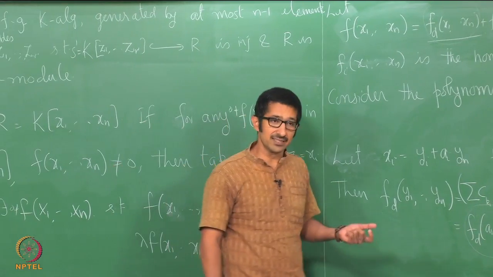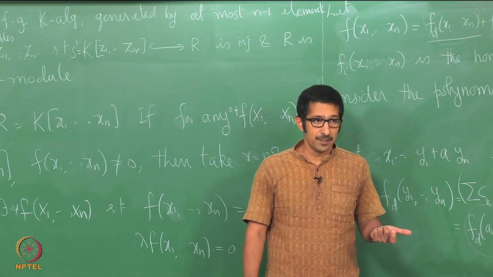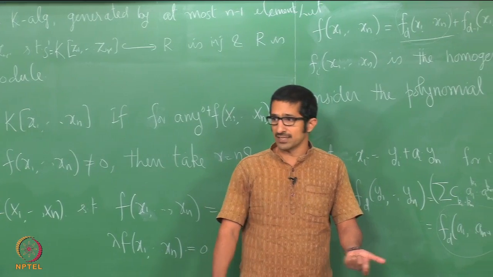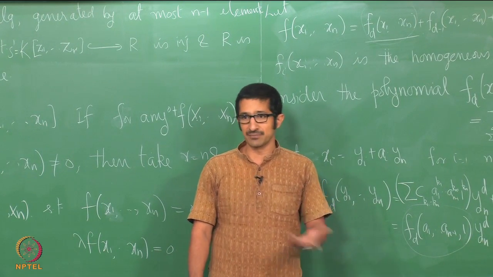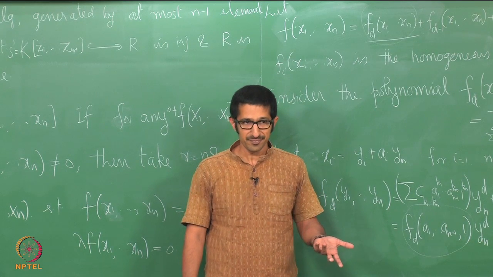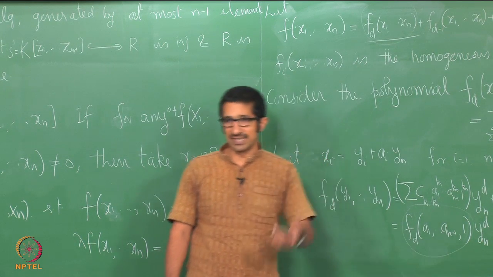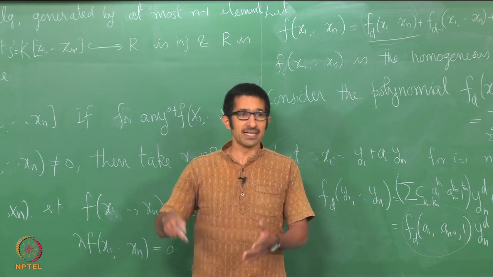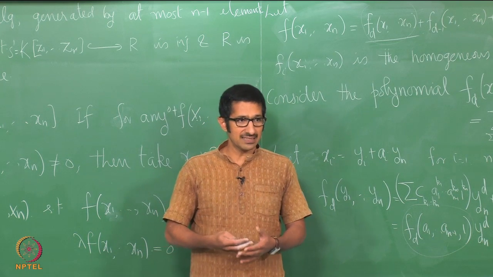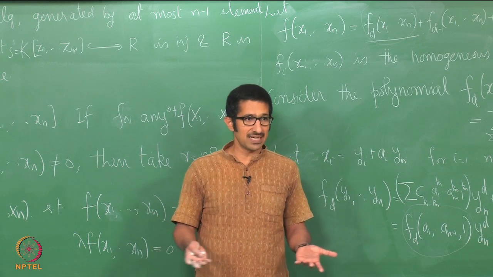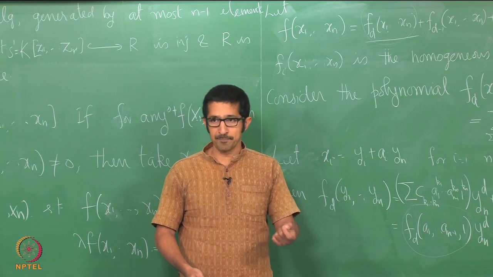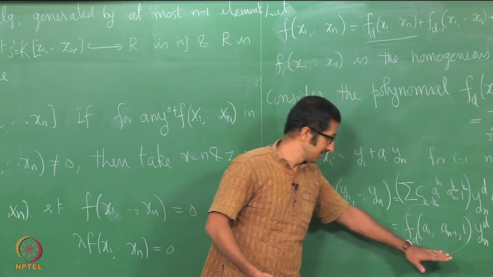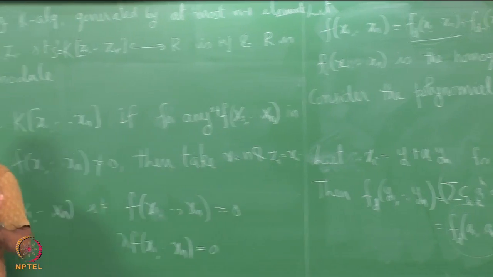For example, there can exist polynomials which, as polynomials, are non-zero, but if you put in any value of the field it becomes 0. For example, x^{p^n} minus x, or x^p minus x, is a non-zero polynomial such that for every a in Fp this is 0. So when the field is finite it is a little tricky, and one has to deal with it separately.